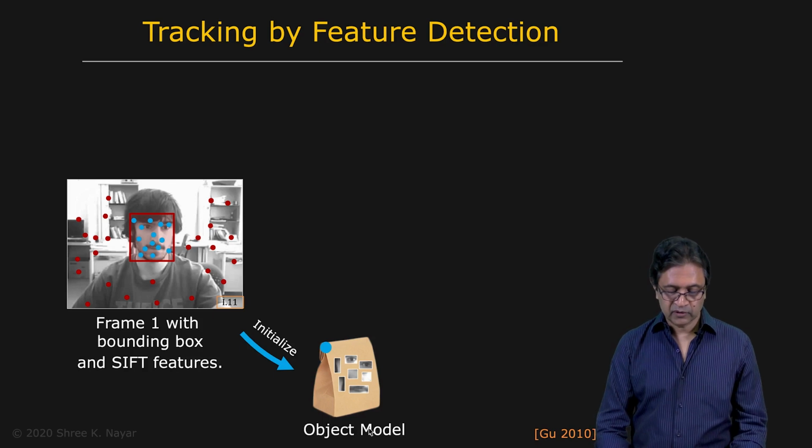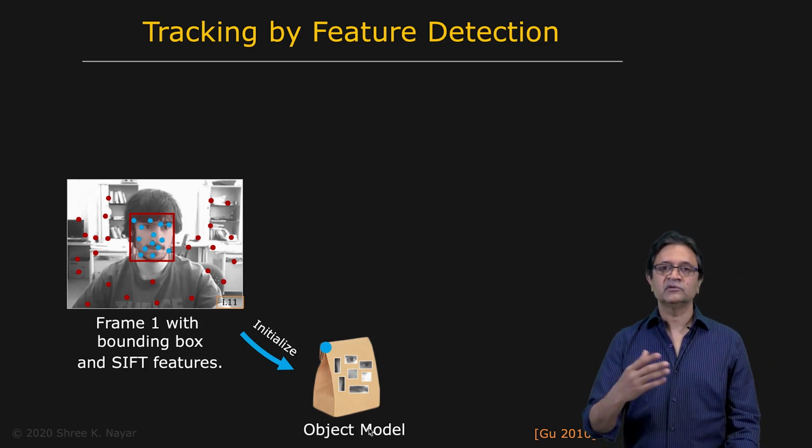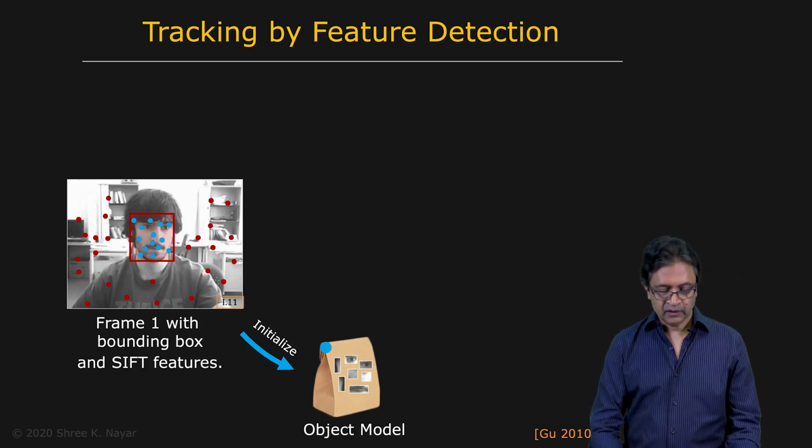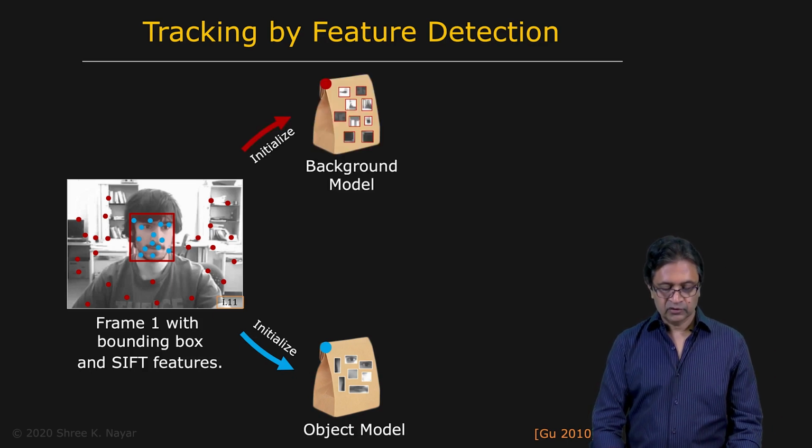And we take all the features outside of the region, those are the red ones, and we use those to construct a background model. That's again a bag of features right here. So that's your initialization. And now we are ready to do tracking.